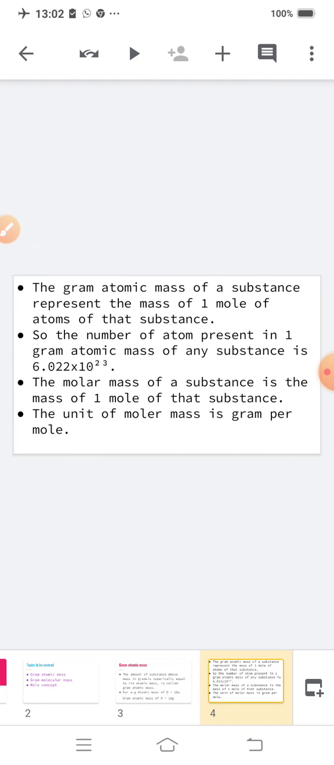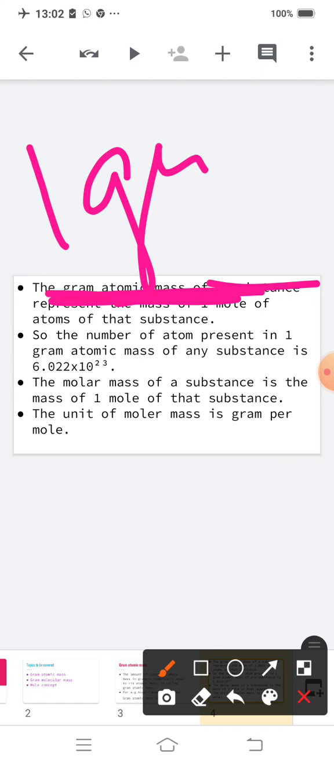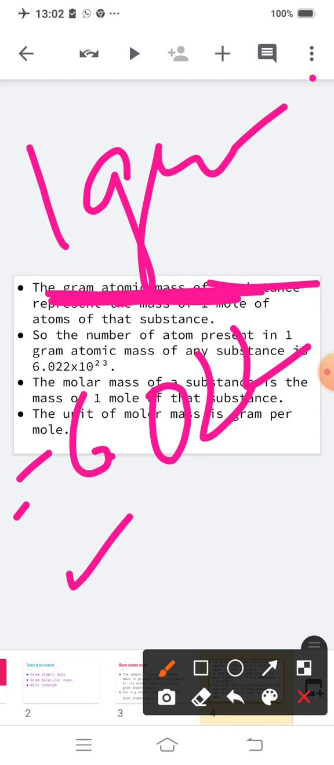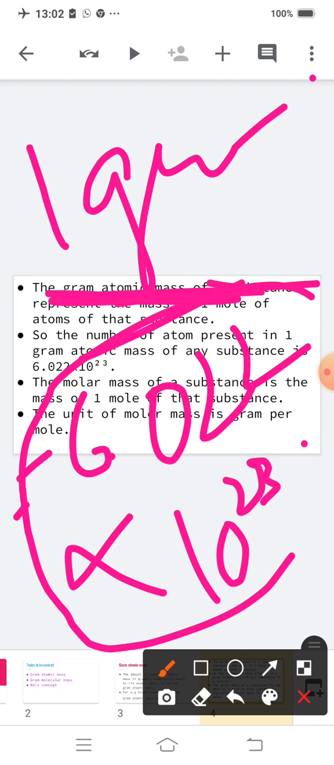Now, the gram atomic mass of a substance represents the mass of 1 mole of atoms of that substance. Basically, your gram atomic mass represents 1 mole of atoms of that substance. So you can say that in 1 gram atomic mass, how many atoms should be there? 6.022 into 10 to the power 23. This many atoms are present in 1 gram atomic mass of any element.